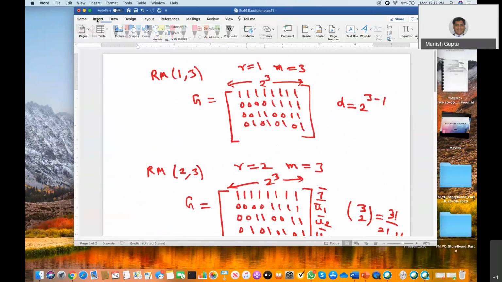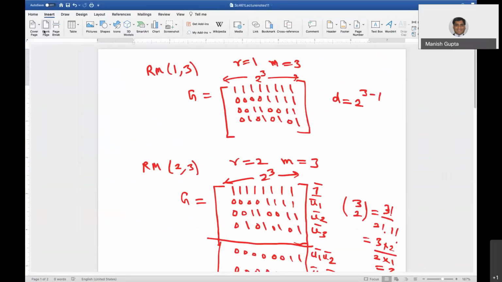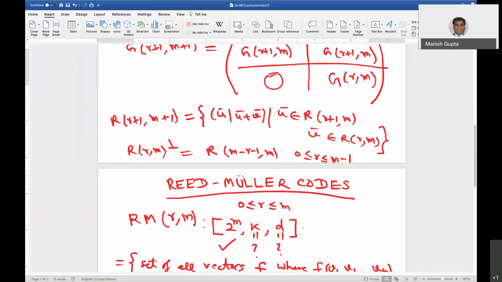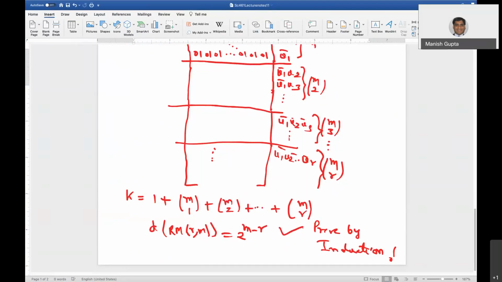Next code that we are going to discuss now is cyclic code.